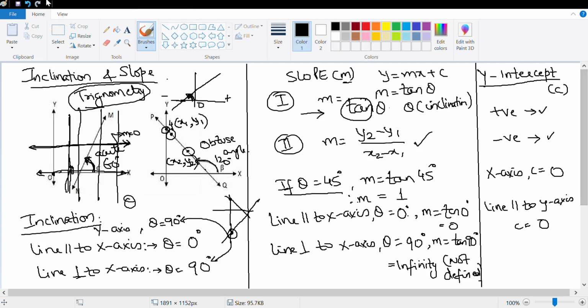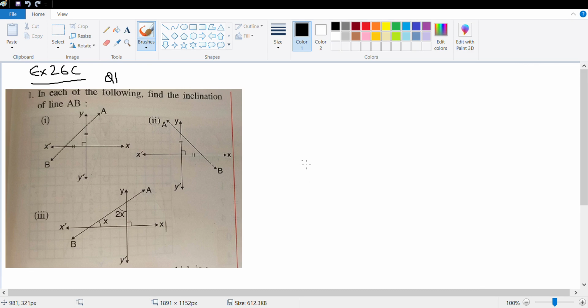Perfect. Now let's solve some questions. These concepts will become much clearer. Let's go. So the first question we solve is question number 1, in which a diagram is given. Let's look at part 1 of this question. It says, in each of the following, find the inclination of line AB. Now let's give this point the name O, this point D, and this point E.